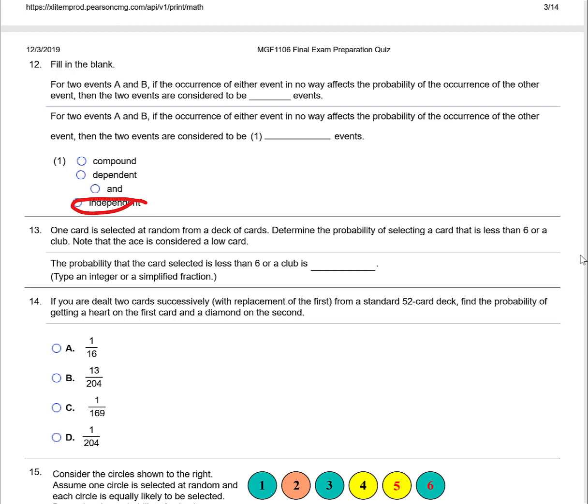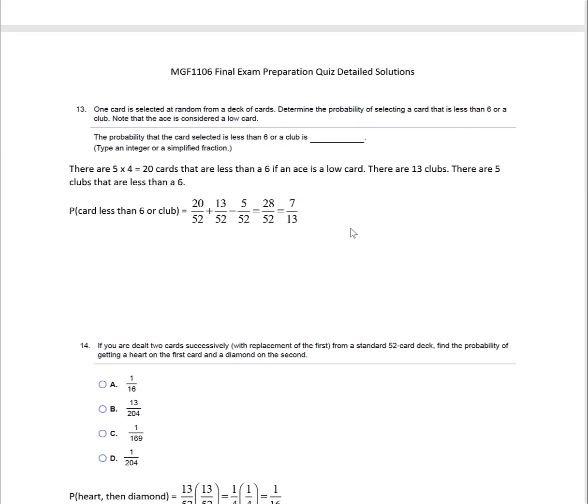A card is selected from a deck of cards. Find the probability that the card is less than 6 or a club. I'm going to have a detailed solution for this one, number 13.